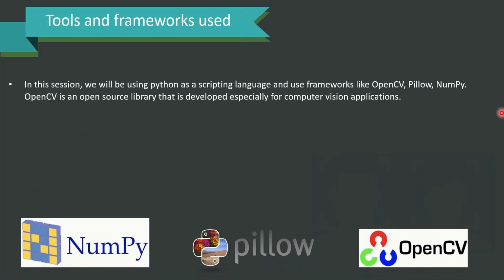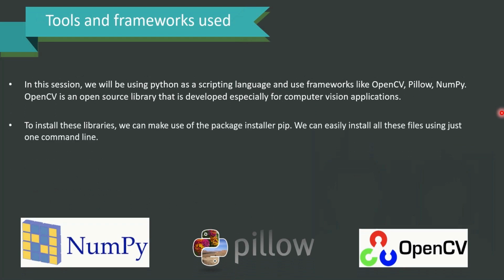Tools and frameworks used. In this session, we will be using Python as a scripting language and frameworks like OpenCV, Pillow, and NumPy. OpenCV is the open source library that is developed specifically for computer vision applications. To install these libraries, we can make use of the package installer PIP. We can easily install all of them using just one command line, and it is definitely easier.